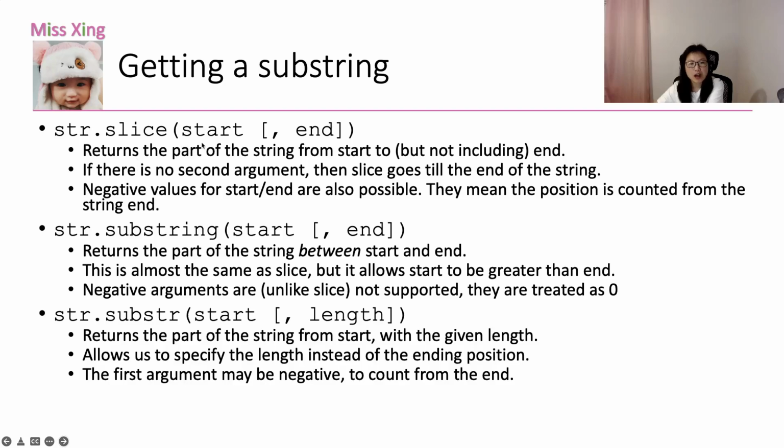So slice also has a start, which is the position, and an end position, but it does not include the end. If there's no second argument, slice will go to the end of the string, basically length minus 1. I never use negative values; we can do a demo later and test it. Negative values for start and end are also possible, and you count from the string's end.